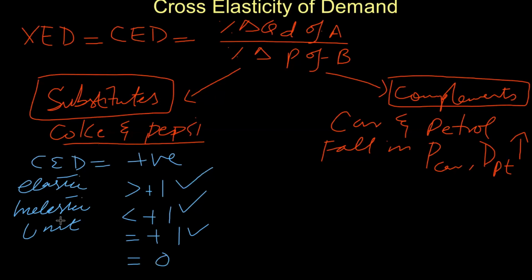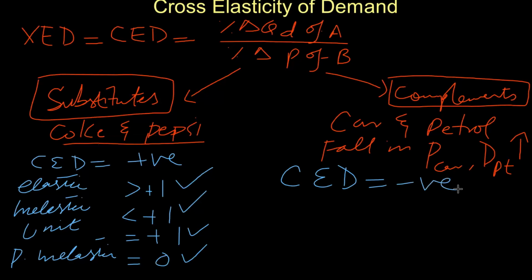When it is equal to 1, it is called unit and shows equal proportionate change in quantity and price. And whenever it is equal to 0, then it means it is perfectly inelastic demand and products are totally irrelevant products. So change in price of one product will not affect the demand for another product.